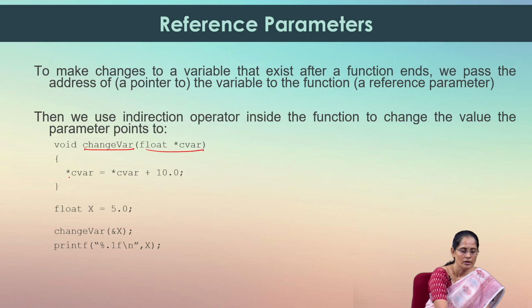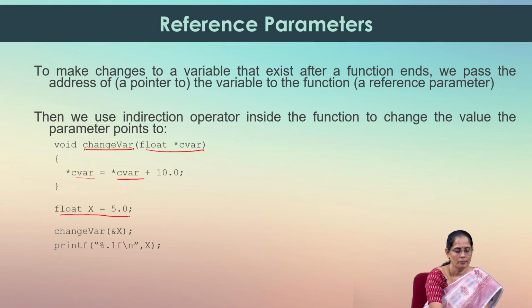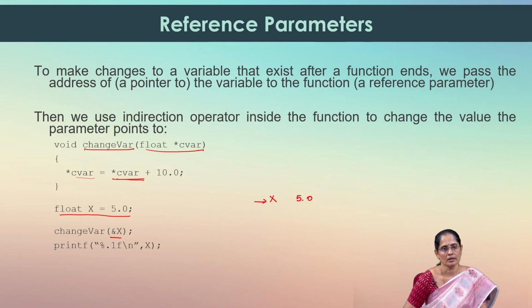So, we are just modifying the value stored in that pointer variable, we are adding value 10 to it. We are declaring a variable x with the value 5.0, and we are passing the address of x to this function. Since we are passing the address of x, x already has a value 5.0. In the function, we dereference the pointer variable and add 10 to its value.